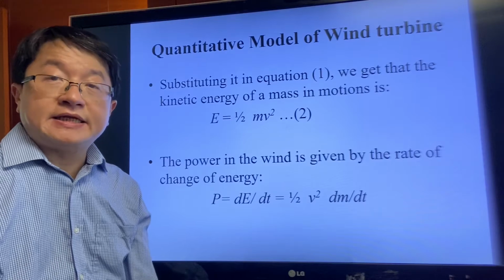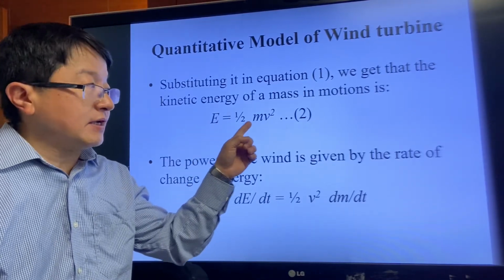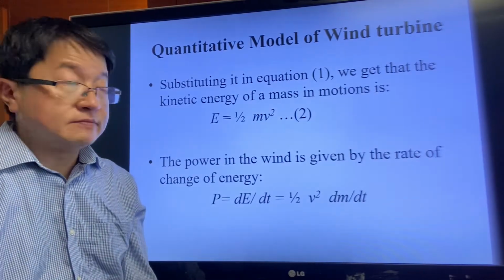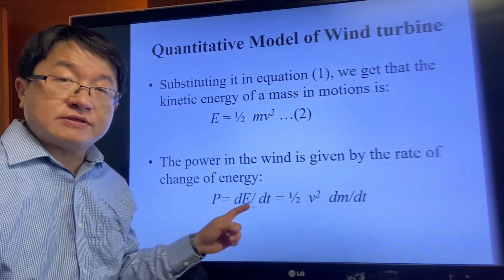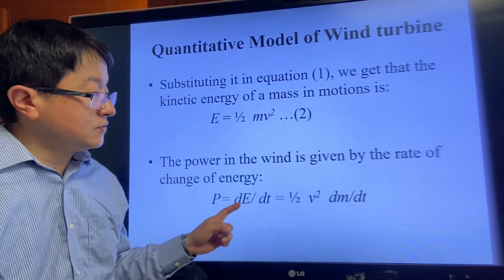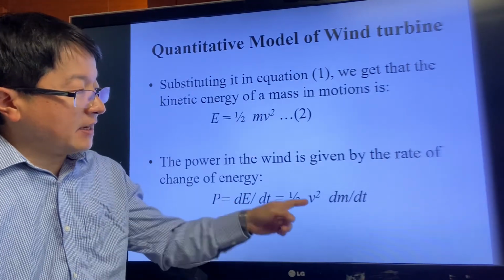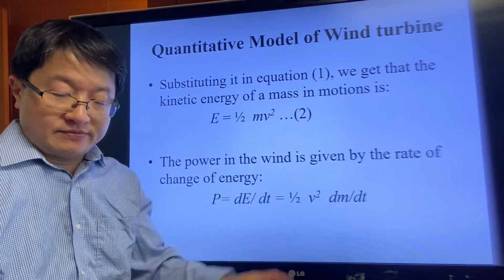And according to the kinetic energy equation, kinetic energy is equal to half mv squared, mass multiplied by the square of the velocity. Therefore, energy divided by time, which is the power, is equal to the derivative of half mv squared with respect to time t, where the mass is the variable.